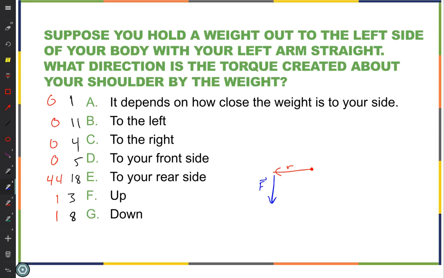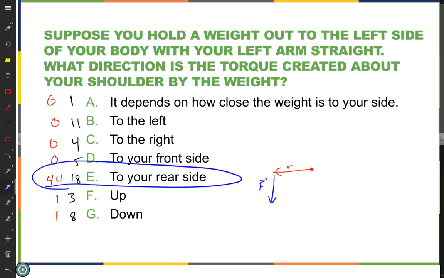Perfect. Now, I'm sure the people at Southwest couldn't hear your answer, so I'm going to repeat it. She just looked at the radius. The radius is going from your shoulder to your left side. So you take your right hand, put your index finger in the direction of the radius. The force is down, so make your middle finger point down. Your thumb points to your rear side. Hence, the correct answer was to your rear side.